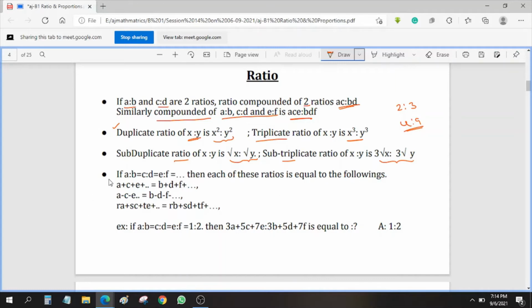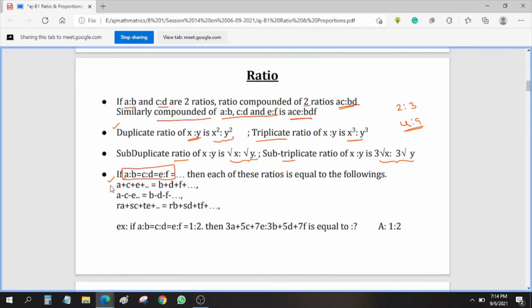Now, this is one more important point you need to remember. If these three ratios are equal, like A is to B, C is to D, E is to F, then each of these ratios is equal to the following. Be clear, A plus C plus E, which means addition of the first three terms, is equal to addition of the last three terms, or you can call it addition of antecedents and addition of consequents.